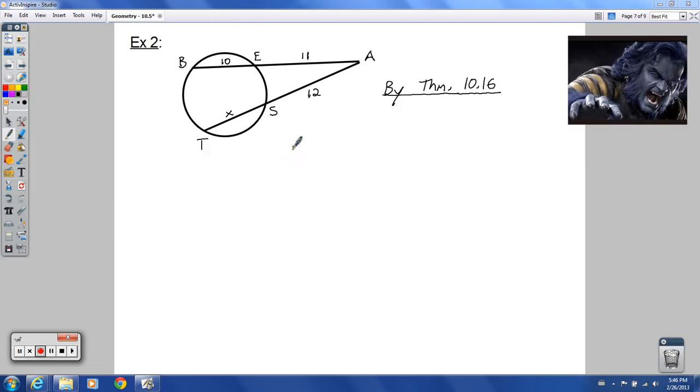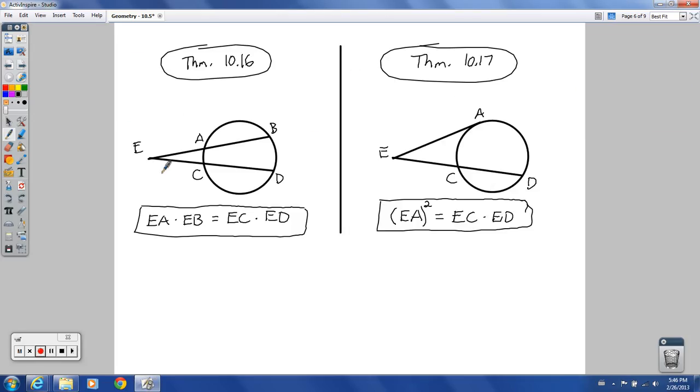And I needed to stop there. I've been saying this wrong. I'm sorry. AE times the whole thing, the outside part times the whole thing, equals the outside part times the whole thing. That's what I've been intending to say. I've written it down right, I just wasn't saying it right. So the outside part times the whole thing equals the outside part times the whole thing.